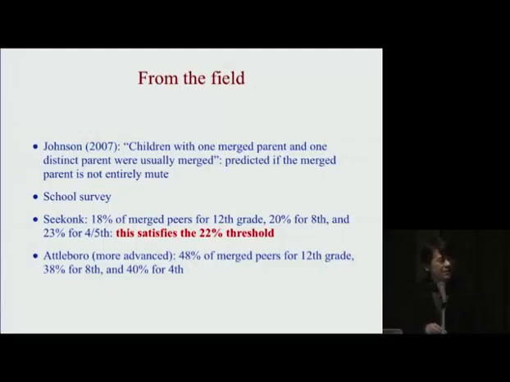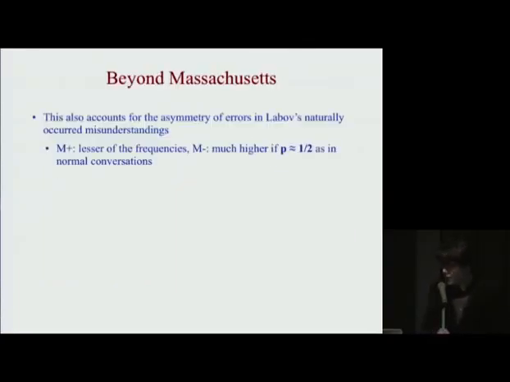In his school survey, this is what I thought was pretty compelling. He went to the school board and found the demographic data of where the children were born, exactly at the time when the merger knocked out the distinct system. He found that at the time, the percentage of children from the Boston area was 18 to 23%, which is very similar to the 22% that we have calculated purely on a numerical basis. This is more advanced here, of course, with things already taking place, and you have a higher ratio of merged kids. And more broadly, this also accounts for the asymmetry of errors in Labov's natural miscommunication studies.